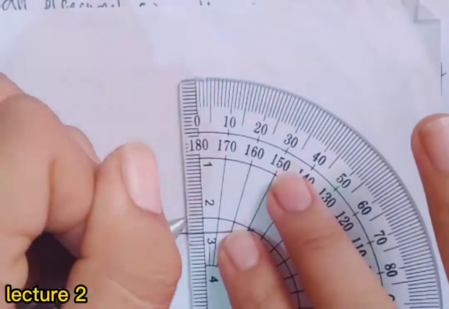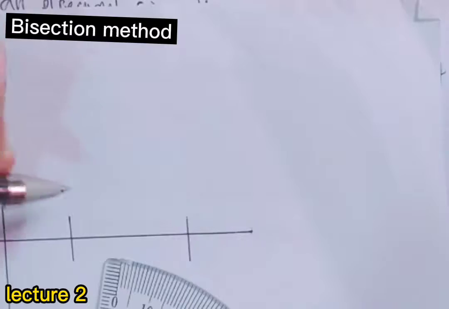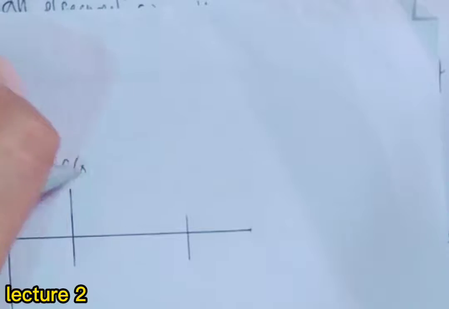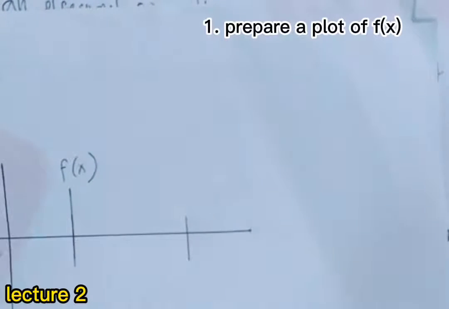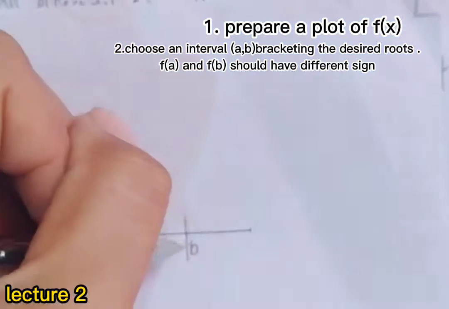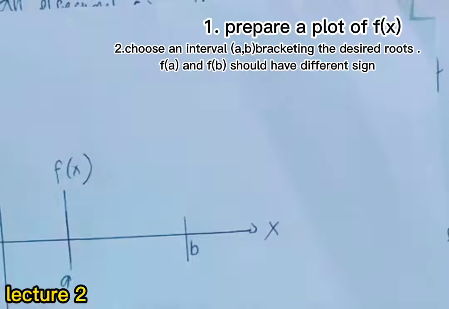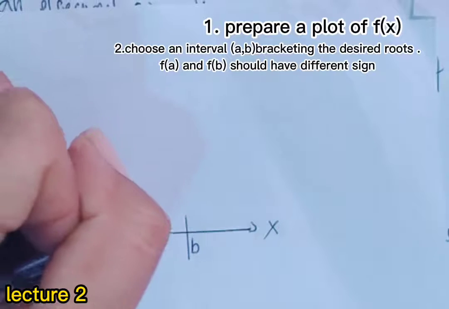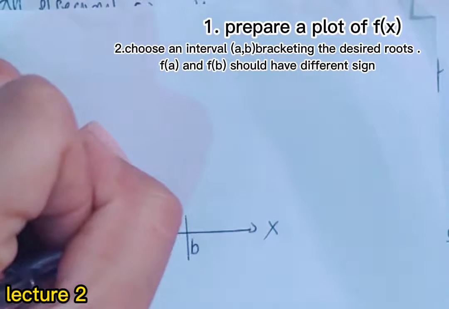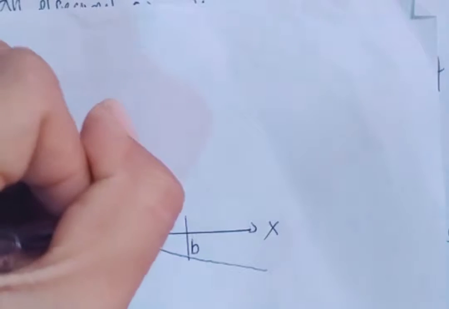To explain the bracketing method, we have here the subtopic, which is the bisection method. To perform the bisection method, we have to prepare a plot of the function f of x. Next, choose an interval with bounds a and b that brackets the desired root we're looking for. The root should appear in the interval from a to b, and the bracketing method will only work if f of a and f of b have different signs.